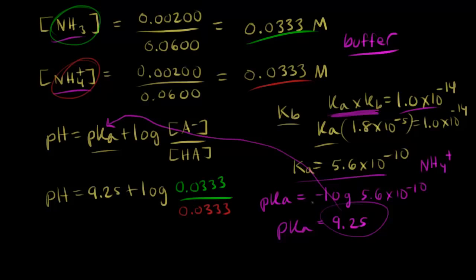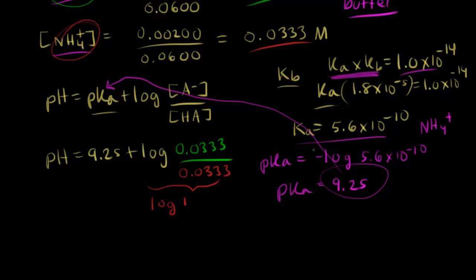All right, so all of this on the right is equal to the log of 1. And the log of 1 is equal to 0. Right? Log of 1 is equal to 0. So therefore, your pH is equal to your pKa, which is equal to 9.25. So the pH is equal to 9.25, since all of this is equal to 0.